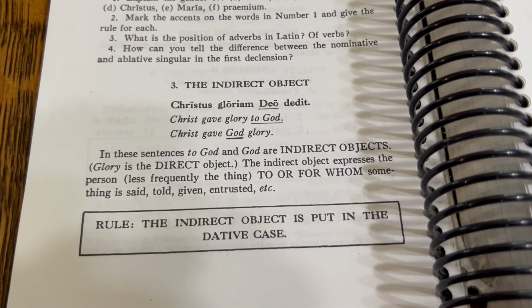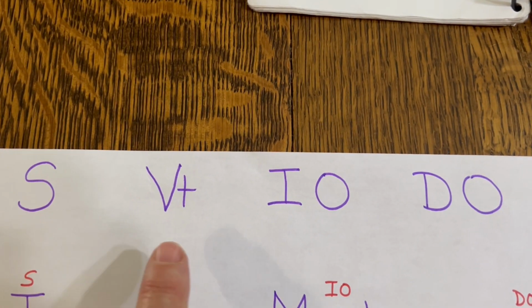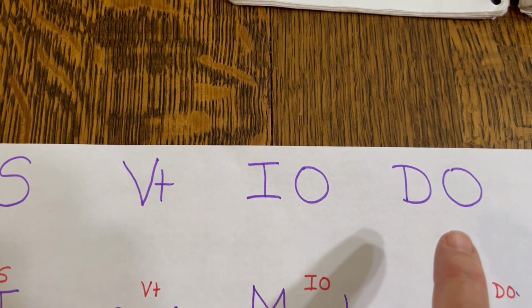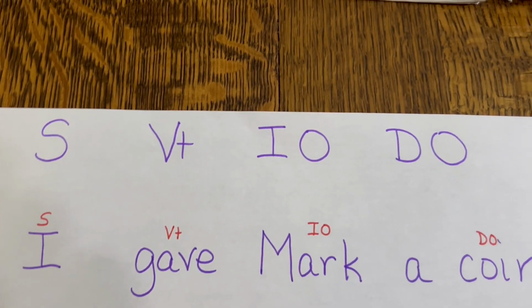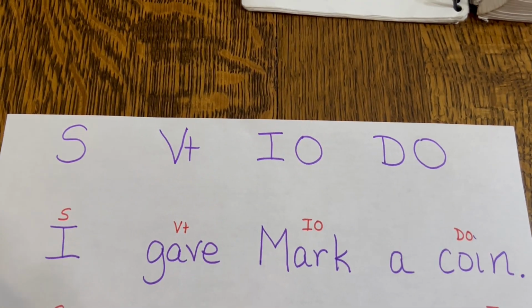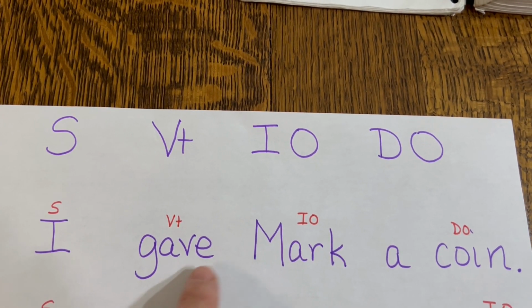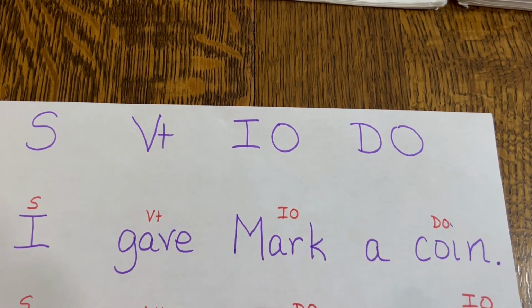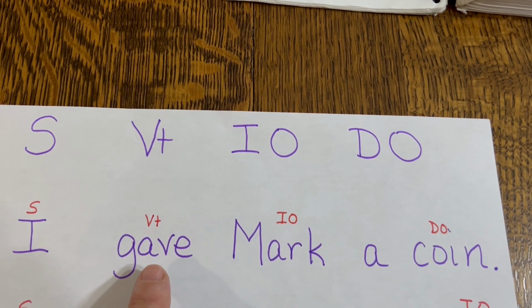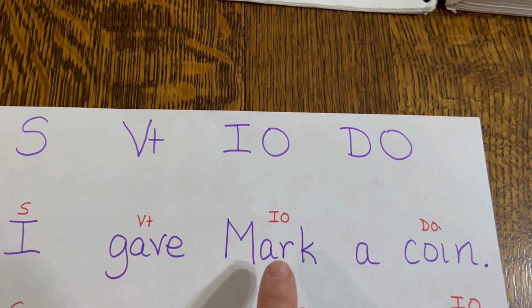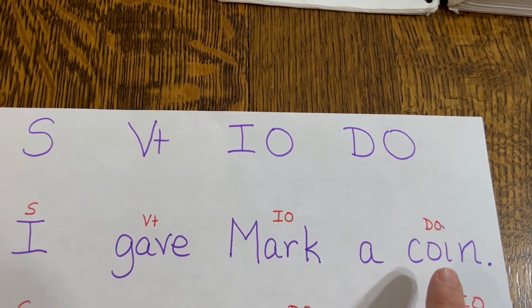Indirect objects. Let's start with something you know. SVTIODO. You know that from Essentials, right? And we would have a subject. I gave Mark a coin. So subject, verb transitive, indirect object, direct object.